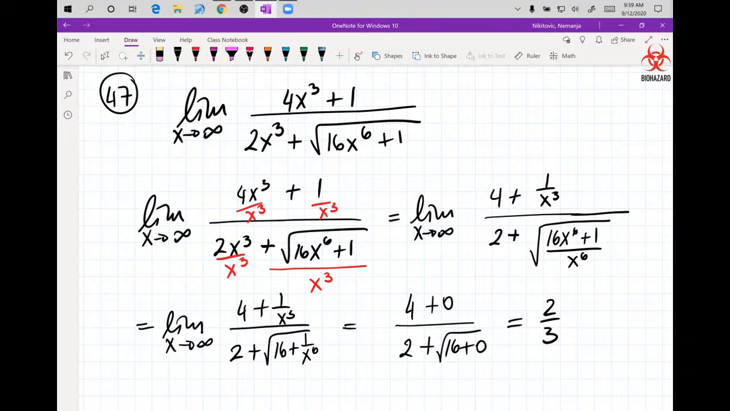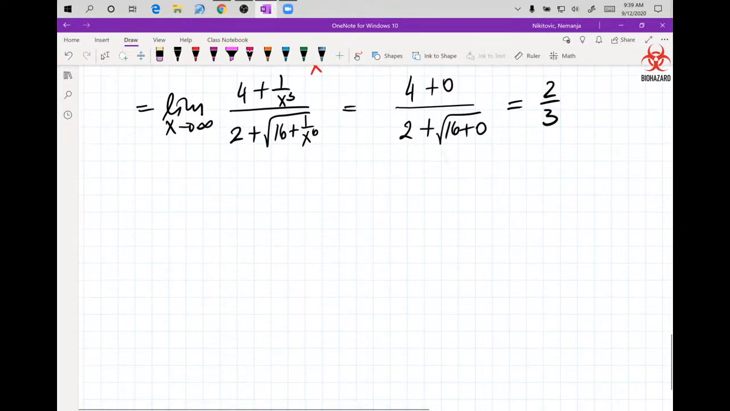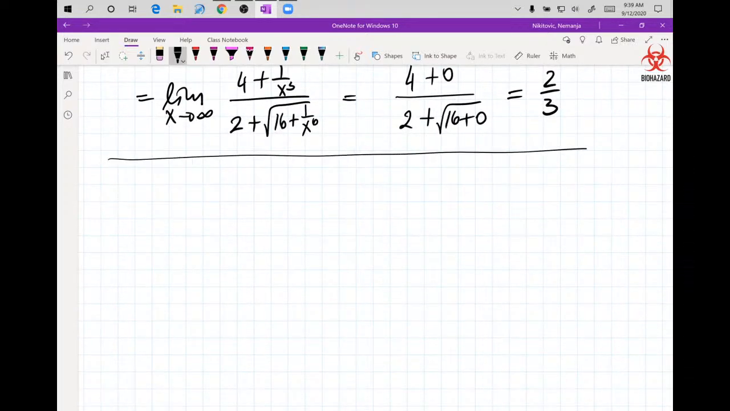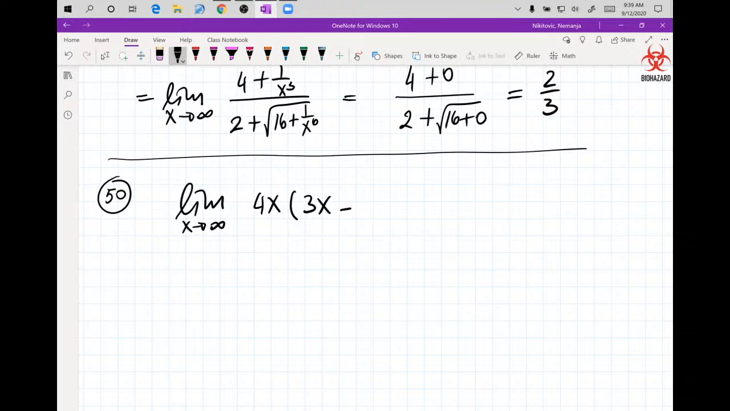I would like to work out one more of these examples before we jump to the last concept in this lecture, and that's problem 50. So these guys pop up as well, and then people lose their cool quickly. So x goes to infinity, 4x, and then we have 3x minus square root of 9x squared plus 1.